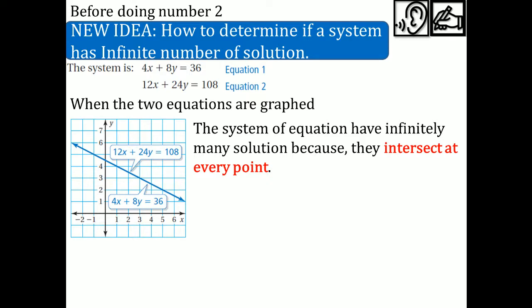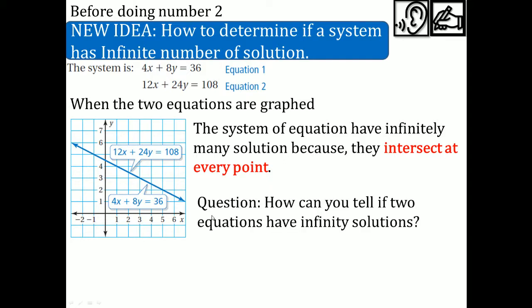Notice that the system of equations has infinitely many solutions because they intersect at every point. Notice the first equation and the second equation are right on top of each other. This point is intersecting, this point is intersecting, and so on and so on. Every point is intersecting. Therefore, it has infinitely many solutions because one equation is stacked on top of the other.